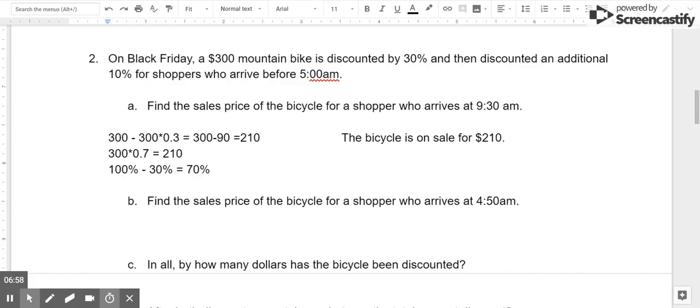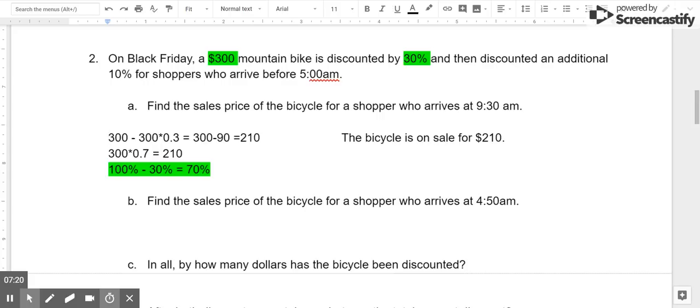The reason for part B that we can't just take 30 plus 10 and get 40% is because we're talking about two different wholes. When we're talking about 30%, our whole is 300. So as you can see by the green, the 30% corresponds to 300. So does the 100%. That's why we were able to subtract.